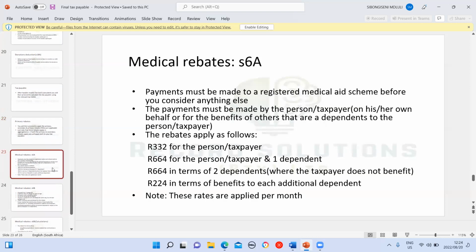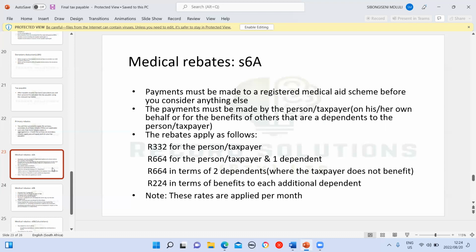Now, we'll move on to our medical rebates. You must know that for medical rebates to apply, the payments must be made to a registered medical aid scheme before you consider anything else. The payments must be made by the taxpayer on his or her own behalf or for the benefit of others that are dependent on the taxpayer. So what I mean is that the taxpayer can also not benefit from the medical aid scheme.